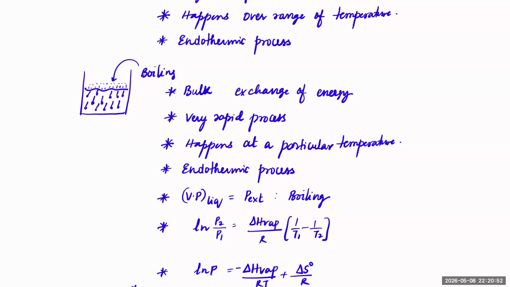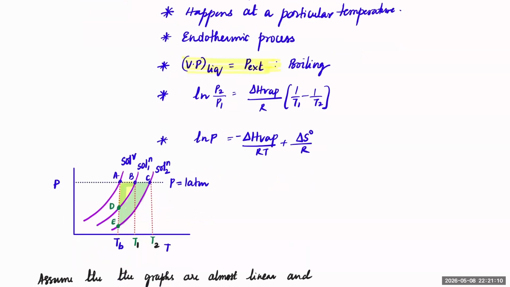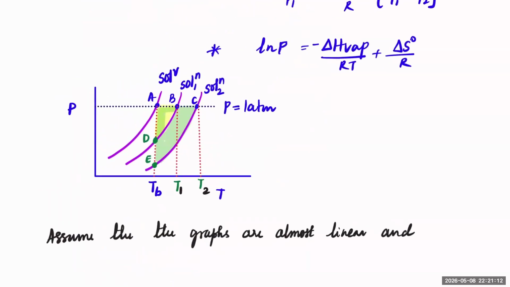So this is an important point to note when it comes to boiling. That is, vapor pressure of liquid should be equal to external pressure. Using Clausius-Clapeyron's equation, this is ln P2 by P1. We learned this already. This is how the equation looks individually. The graph also explained how it goes. So if it comes to pressure versus temperature for a volatile liquid, this is the kind of graph you will notice. Correct?